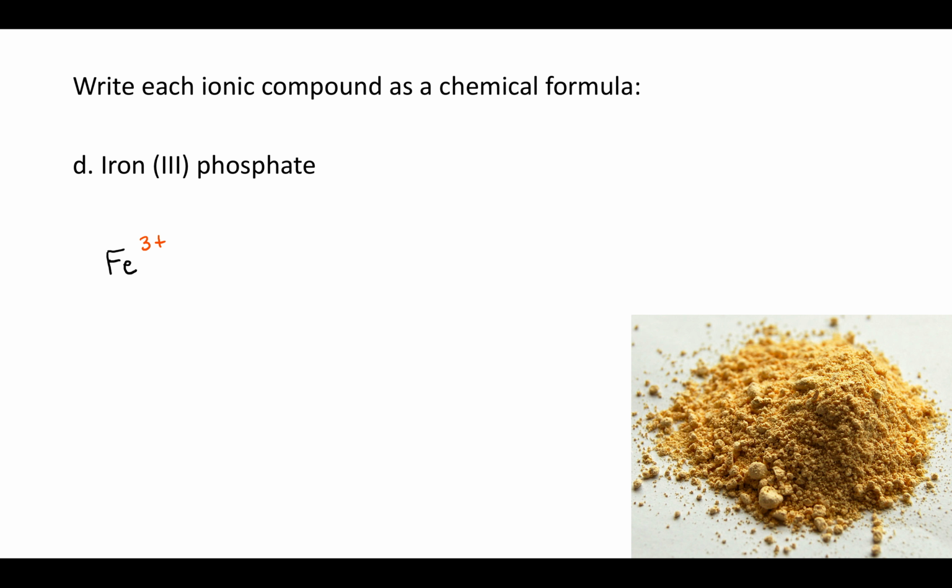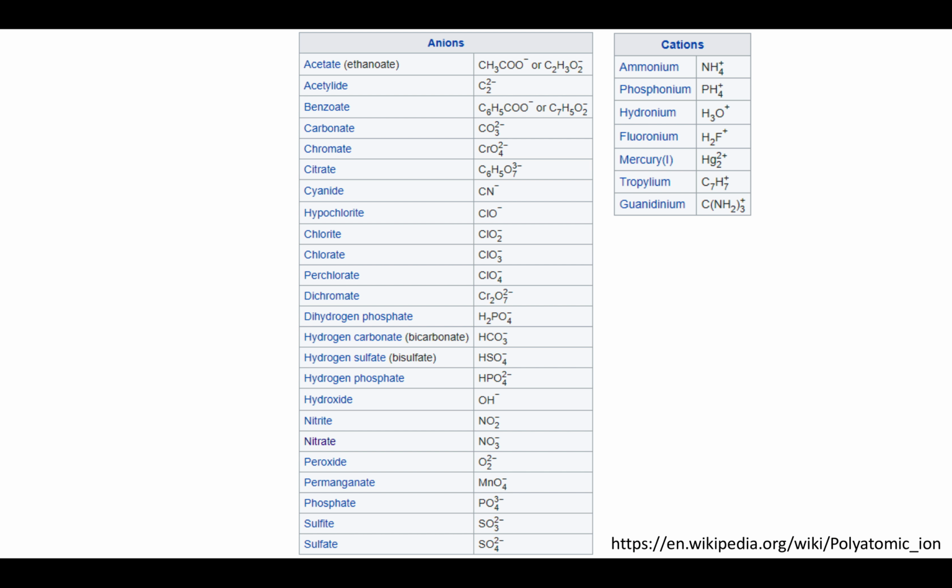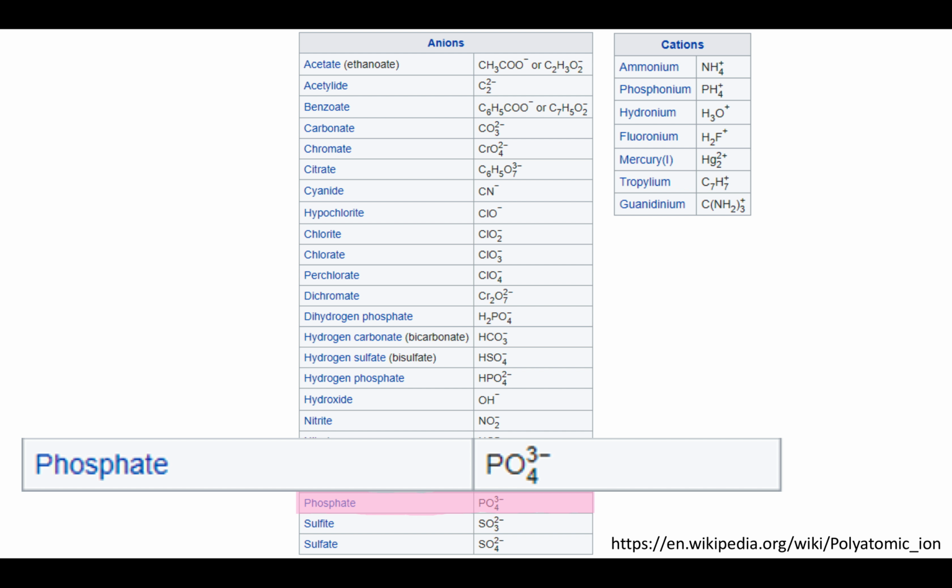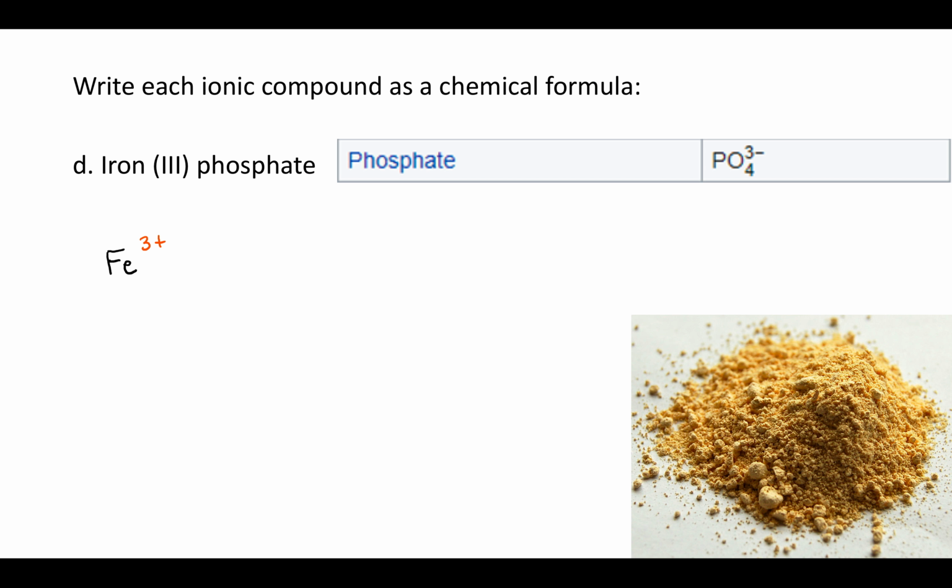For phosphate, notice that it ends in ATE, not in IDE. If a name ever doesn't end in IDE, it means you have a polyatomic ion, and so you'd go to a table of polyatomic ions and look for phosphate. Here it's toward the bottom, and so phosphate is PO4 with a 3- charge. So we'll write that in, PO4 with a 3- charge.